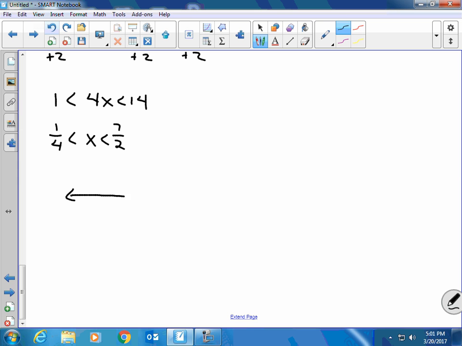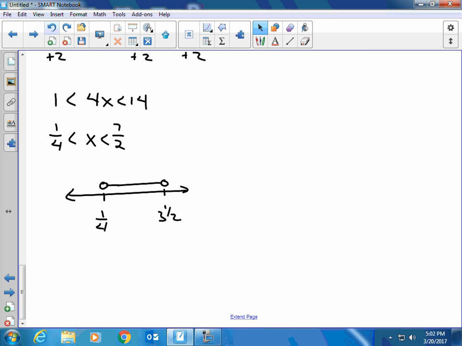Graph on our number line. 1/4 is down here. 7 halves, how big is 7 halves? 2 goes into 7 3 times with 1 left over, so it's 3 and 1/2. I want x to be greater than 1/4 and less than 7 halves. All right. I think that should take care of sets and inequalities.